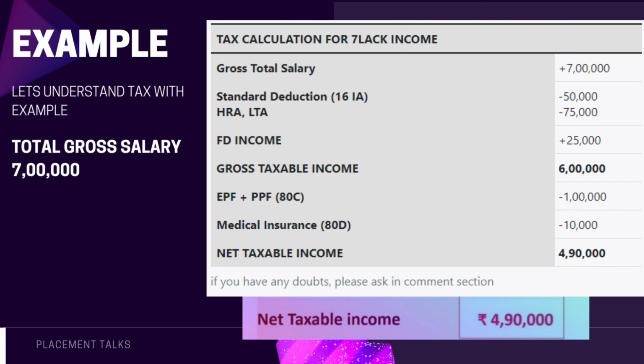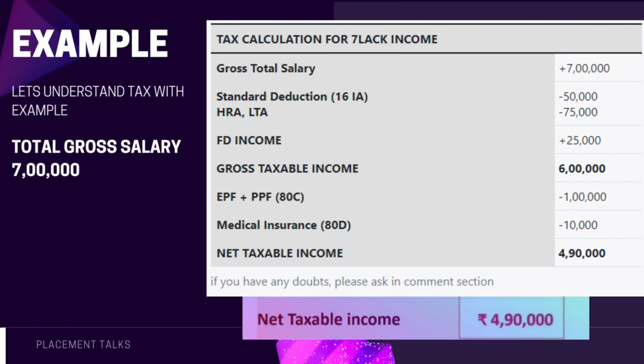So the total gross taxable income, after removing the HRA and standard deduction and adding the other income, will be 6 lakh rupees. And after that, under 80C we can claim up to 1,50,000 rupees. So let us assume we have claimed 1 lakh rupees under 80C. Then let us assume under 80D we have claimed 10,000 rupees. So the total net taxable income will be 4,90,000 rupees only.